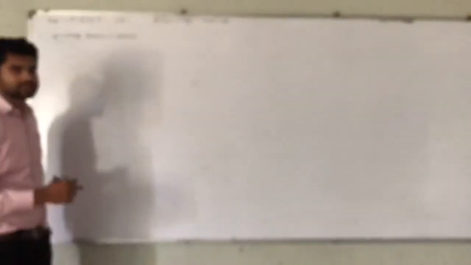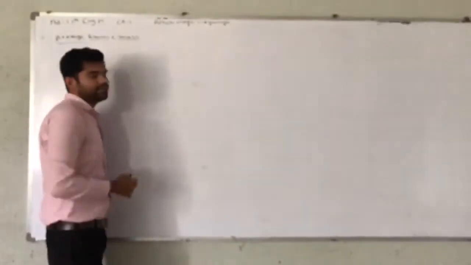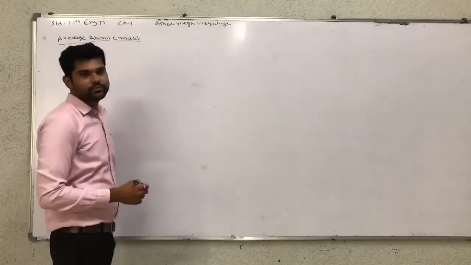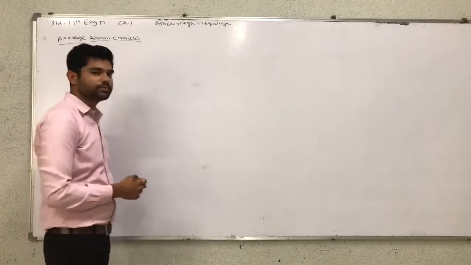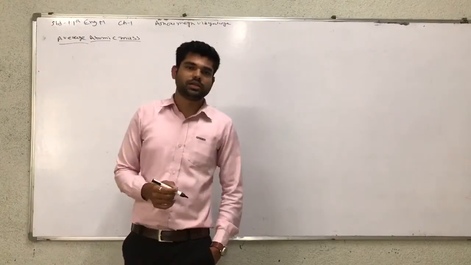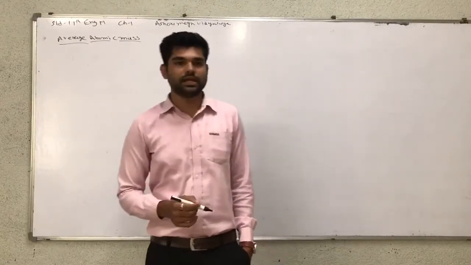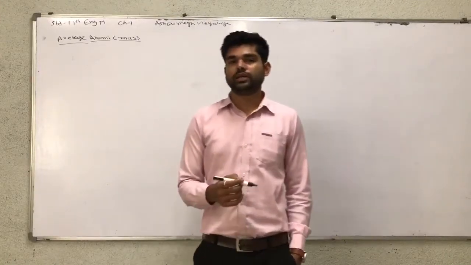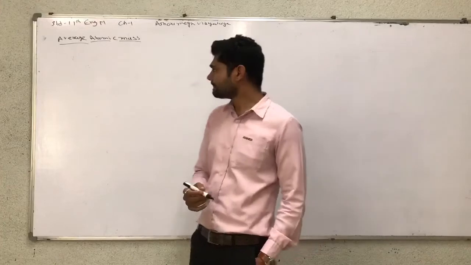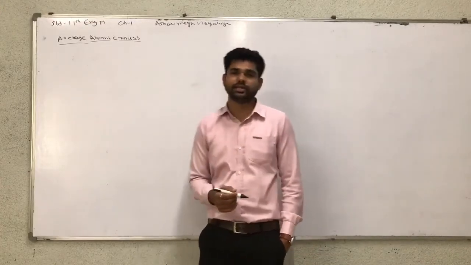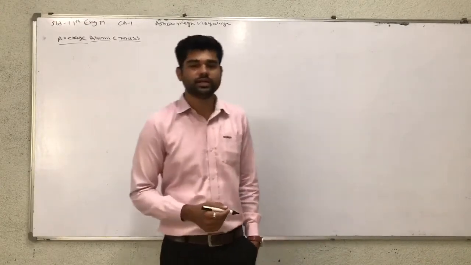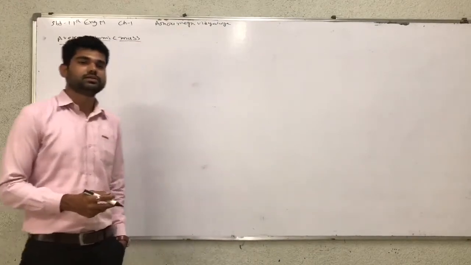In all calculations you remember that 1 AMU is equal to 1.66 into 10 raised to minus 23 grams, and the value of one carbon atom is equal to 1.99 into 10 raised to minus 23 grams. So remember this value.